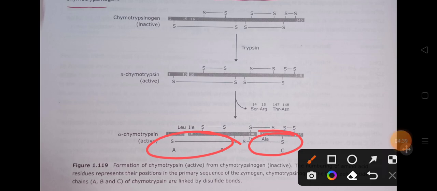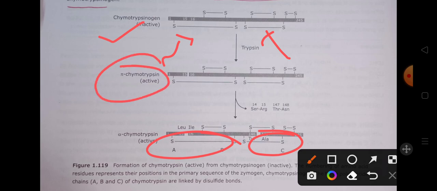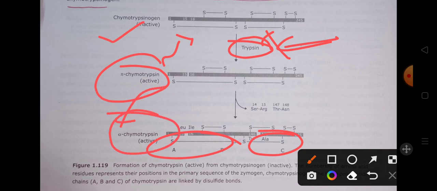Remember, in the very first inactive or zymogen form, chymotrypsinogen, there are five disulfide bonds present. First it is converted into pi-chymotrypsin with the help of the trypsin enzyme, and then from that it is converted into alpha-chymotrypsin, which is three polypeptides linked by two disulfide bonds, which were already present in the chymotrypsinogen.